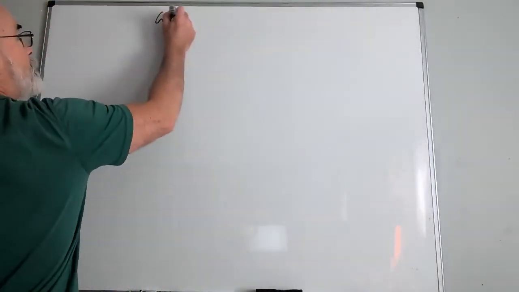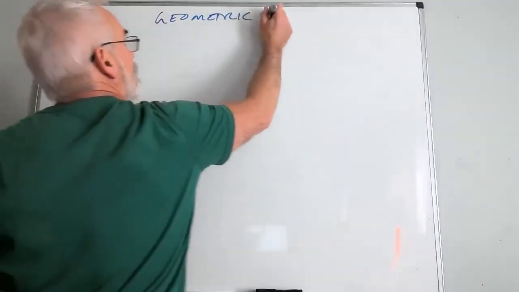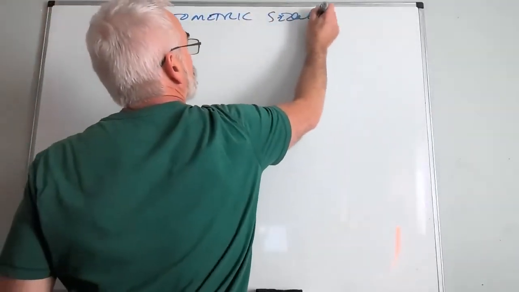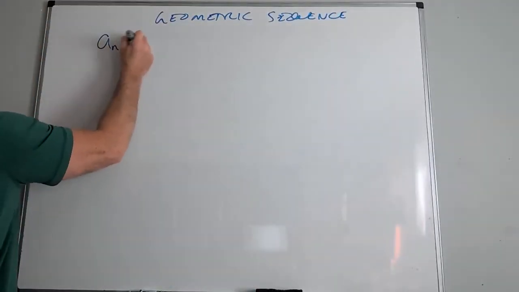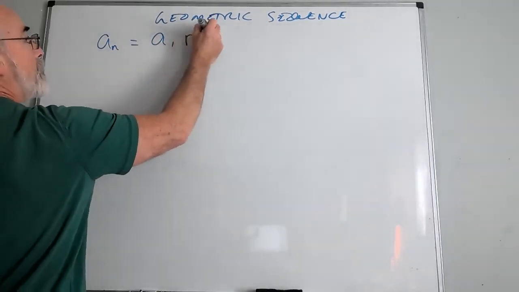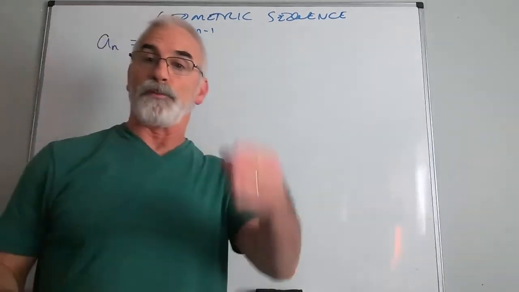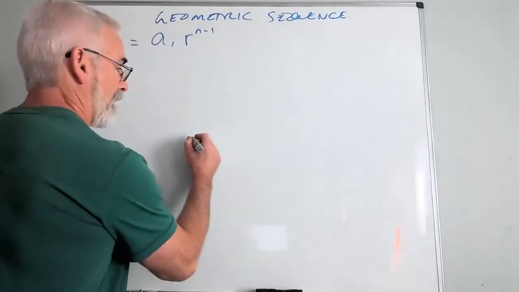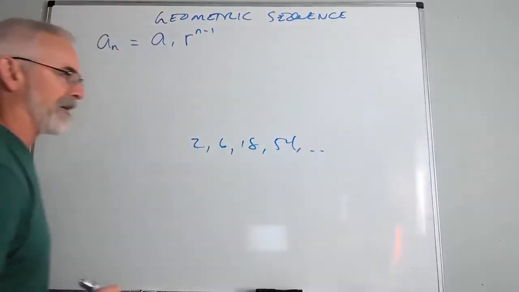Let's go back to the geometric. Okay. Remember the geometric sequence? That was the one where we said the nth term, we figured this out last day, was the first term times r to the n minus 1. Remember, we did this last day. So a geometric sequence is one where I'm multiplying by the same term. You know, so it might be 2, 6, 18, 54, you know, forever and ever and ever.